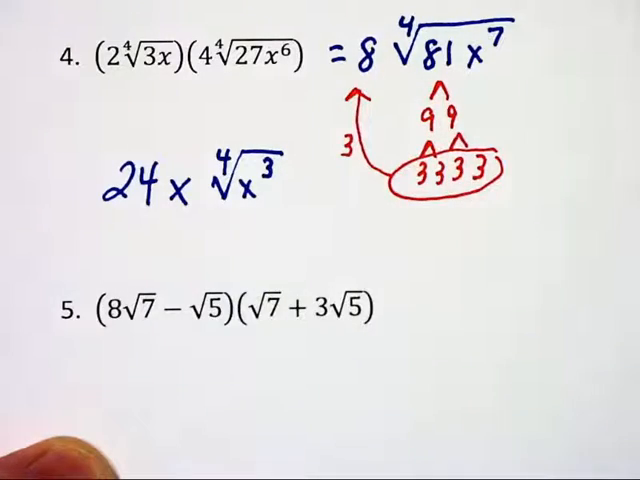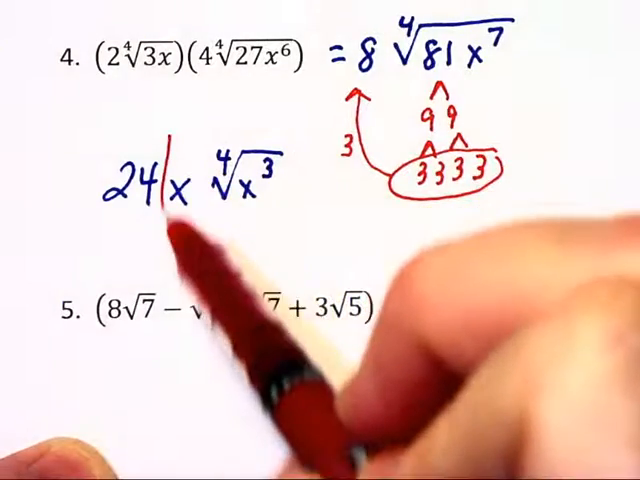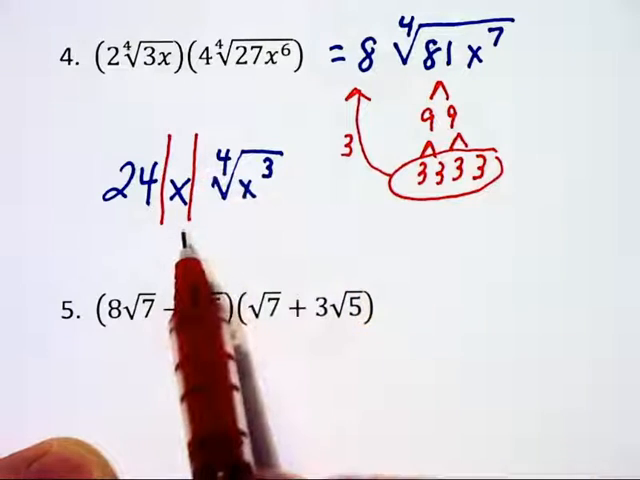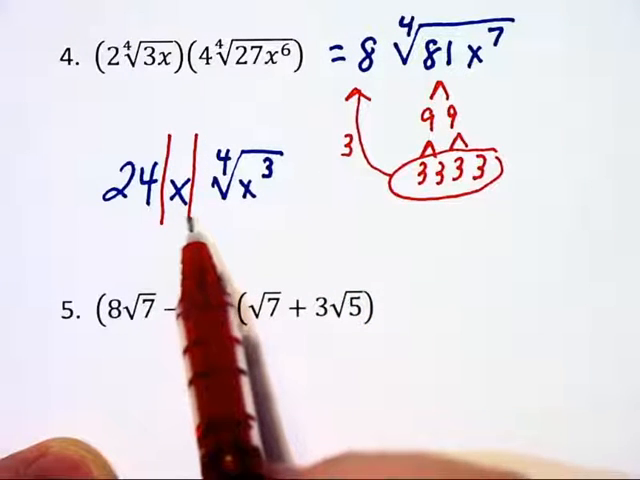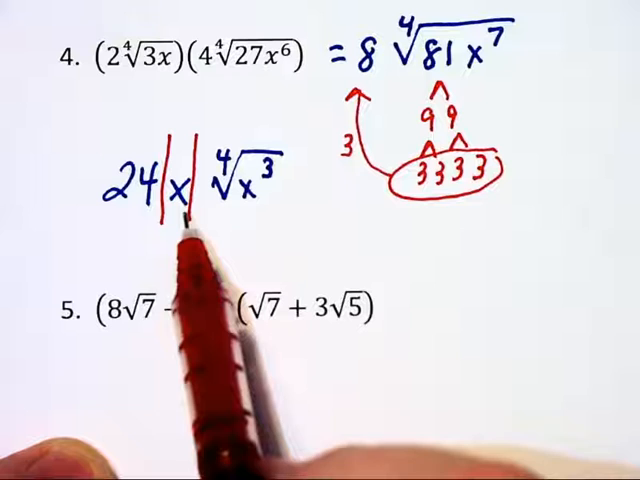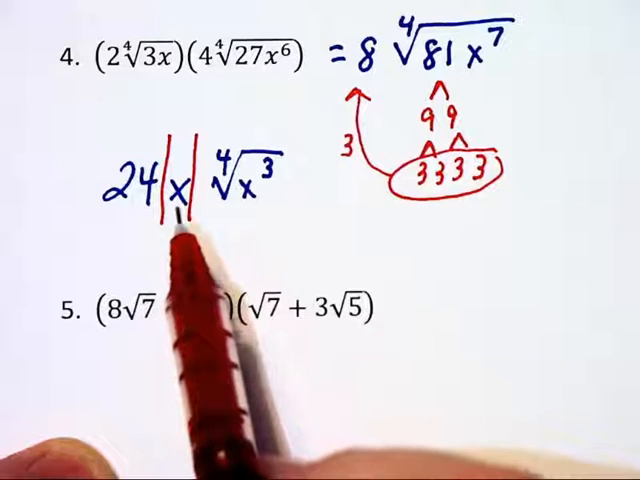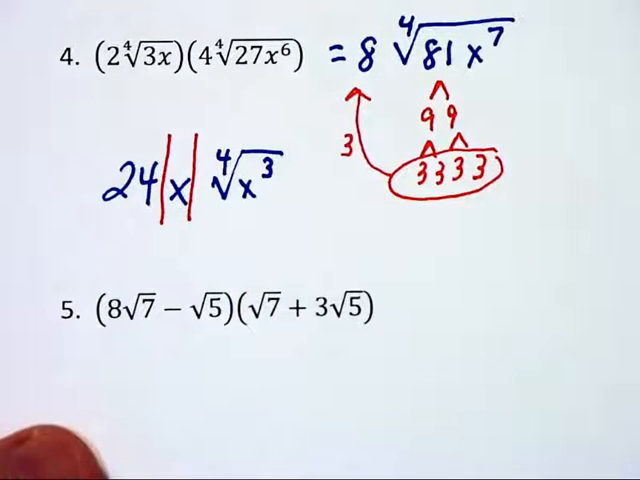Now, technically, we took a fourth root and our answer must be positive. So there will be absolute values around the x unless there are directions that tell us that the variables only represent positive integers or positive values.